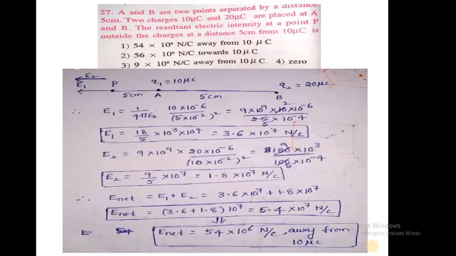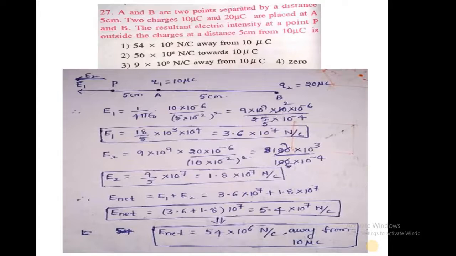Next one. A and B are 2 points separated by a distance 5 centimeters. Two charges 10 microcoulombs and 20 microcoulombs are placed at A and B. The resultant electric intensity at a point P outside the charges at a distance 5 centimeters from the 10 microcoulombs is given by. Here the conditions are, there are 2 points A and B which are separated by a distance 5 centimeters. At A we place the 10 microcoulomb, at B we place the 20 microcoulomb charge. Here the point P lies 5 centimeters from the 10 microcoulombs. Then we have to find the resultant electric intensity at P.